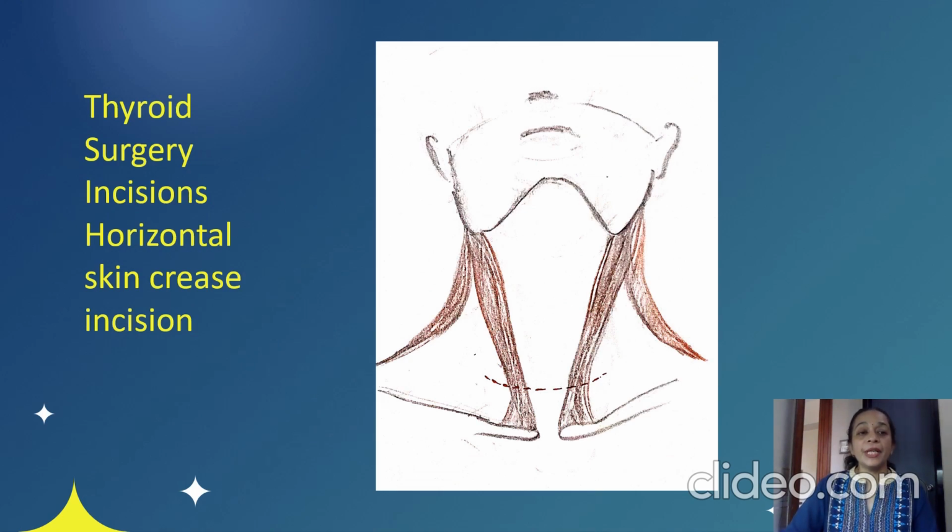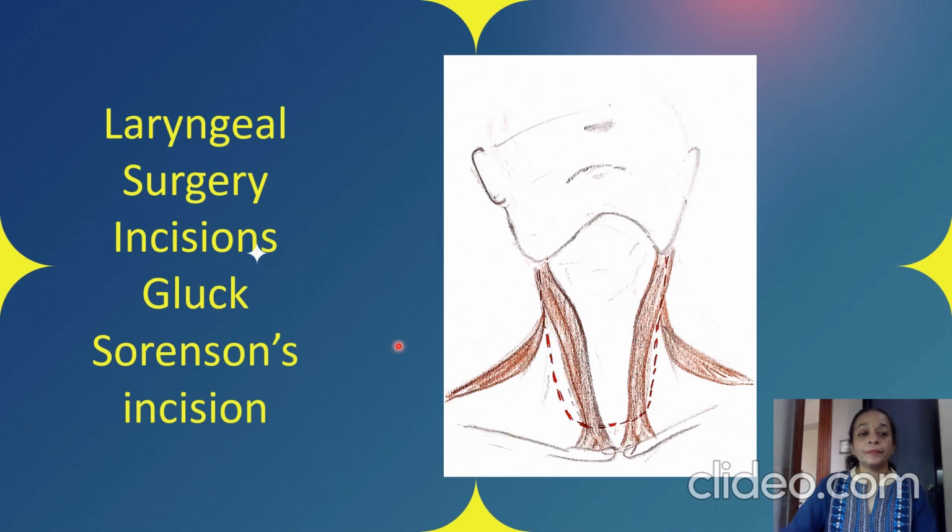Now thyroid surgery incisions involve a horizontal skin crease incision, two finger spaces above the suprasternal notch, and the length depends upon the size of the tumor. In laryngeal surgeries, the Gluck-Sorensen incision is taken, wherein two hockey stick incisions on either side are joined by the horizontal skin crease incision.